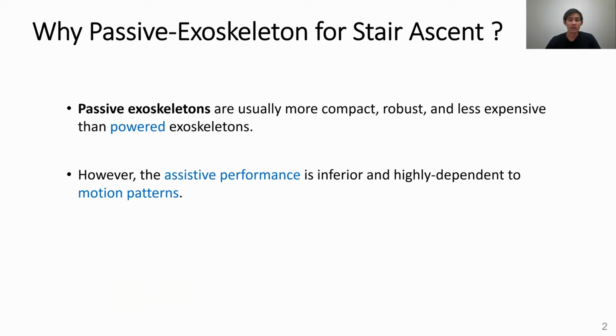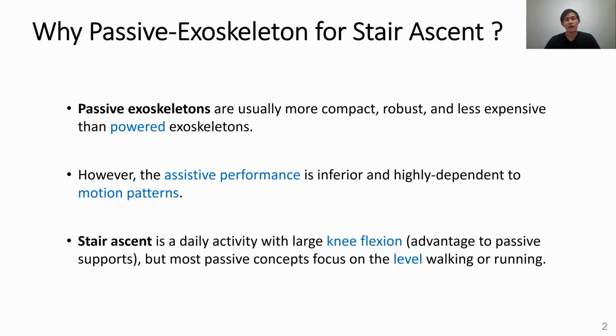And yeah, without a high-power actuator, the assistive performance is inferior to powered exos and also highly dependent on the motion pattern. We should carefully decide the strategy to manipulate the energy: when we can store it, and when we can release it to support the motion. Some passive exos have been developed for level walking or even running, but none of them focus on stair ascent or descent.